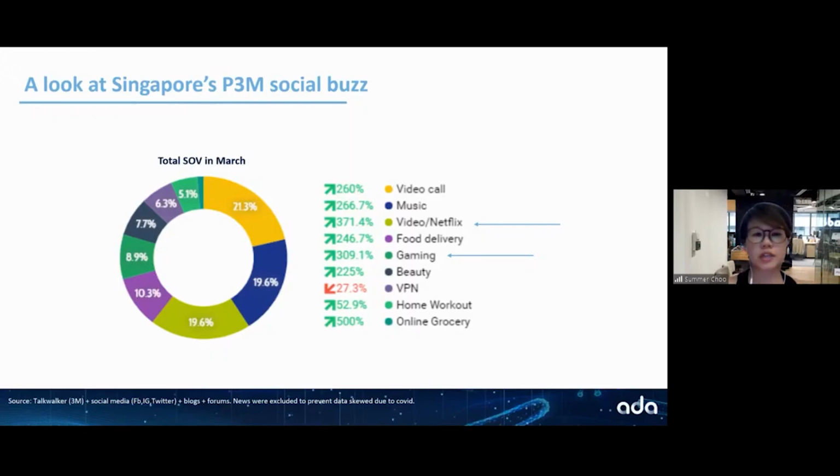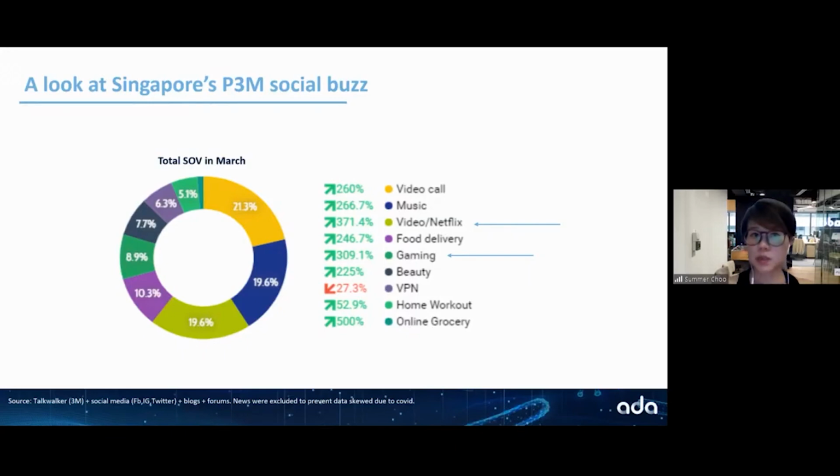Now, if you look at the share of voice in March, the obvious ones that stand out in terms of increased number of bars are video calls and VPN, because everyone's working at home now. But what stood out a lot more is actually Netflix and gaming. It's actually overtaken productivity conversations like videos and VPN.